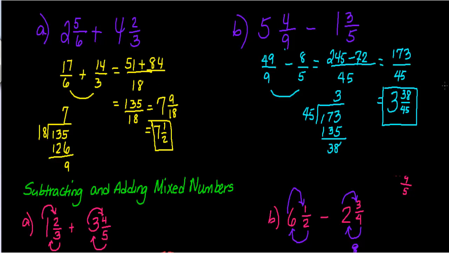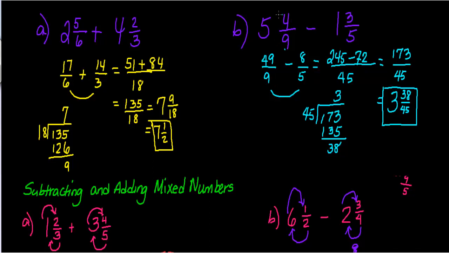Here are the answers to the 2 practice problems that I gave you. We changed the mixed number into an improper fraction, and then we did that trick. 6 times 3 is 18. And then we cross multiply and we add. We have an improper fraction. We divided it, and this is what we got, 7 1/2. You get 7 and 9 over 18, but 9/18 I can reduce into 1/2.